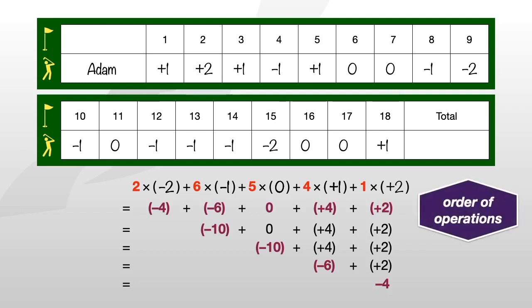I chose to add the integers from left to right, but there are more efficient strategies. Can you spot them? Notice that -4 and +4 are opposite integers. They add to 0. Also, +4 and +2 add to +6, the opposite of -6. Adam's total score is -4, or 4 under par.